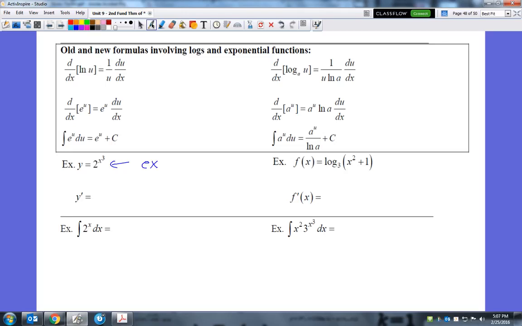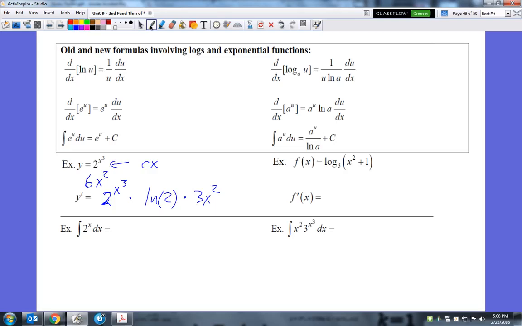I shouldn't be thinking that this is going to be 6x squared. Some people make that mistake. They see 3, 2, they multiply, and then they just bring down the power. But it's not that. It's the carbon copy times the natural log of the base. Oops, and my carbon copy is off. 2 to the power of x cubed times natural log of the base times the derivative of the power.